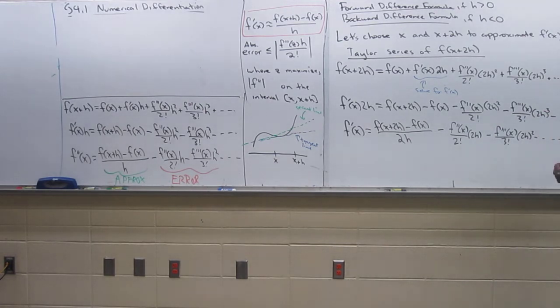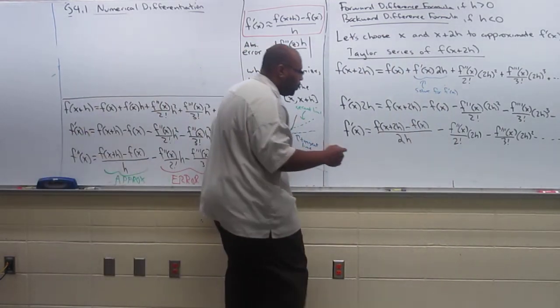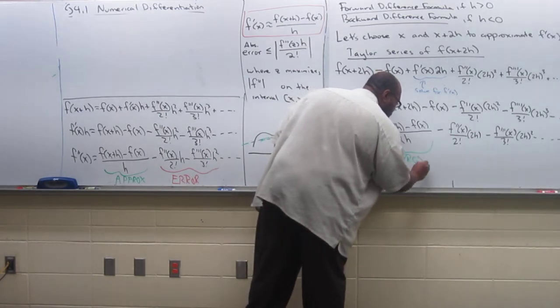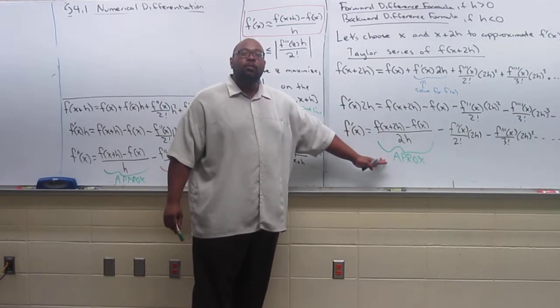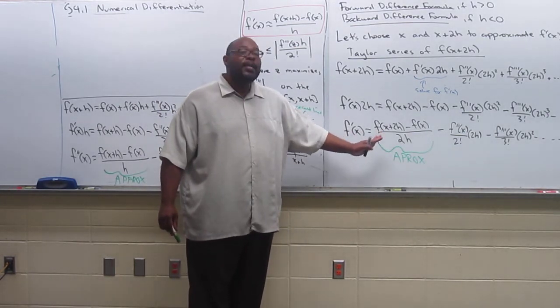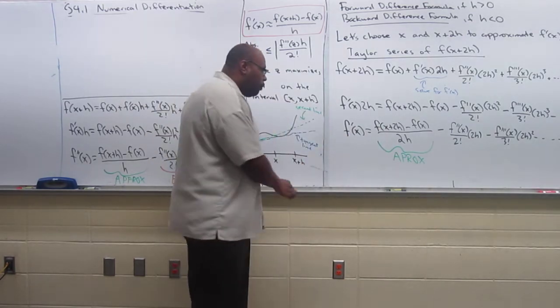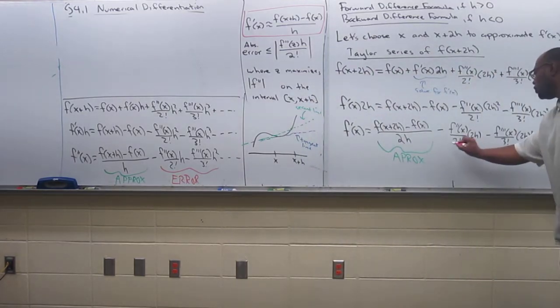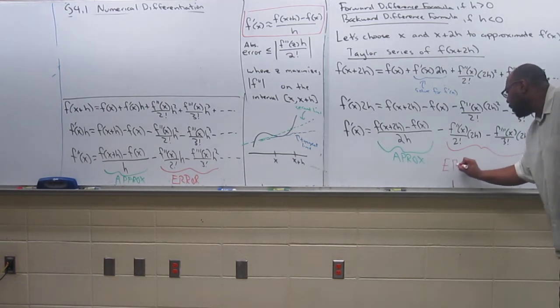So now this guy right here is going to be my approximation. Essentially, I'm going to approximate f prime of x using these two values, f of x plus 2h and f of x, divided by 2h. That's going to be my approximation. And what's going to be my error? My error is going to be here. This is my error.